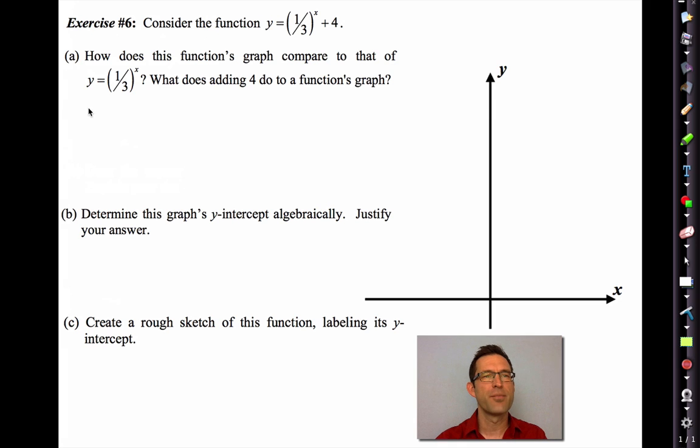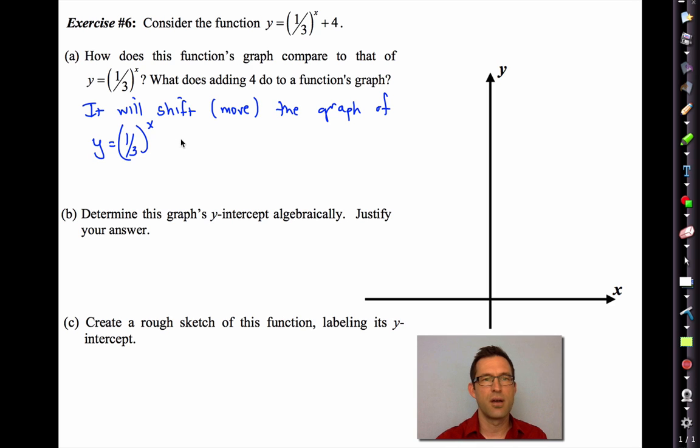All right, let's talk about it. It will shift, or you could use the word move, the graph of y equals 1/3 to the x upward by 4 units. Letter B. Looks like we've seen this one before. Determine this graph's y-intercept algebraically. Justify your answer. All right, go for it.